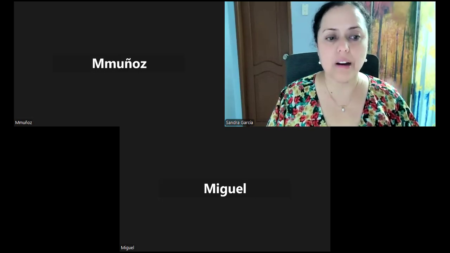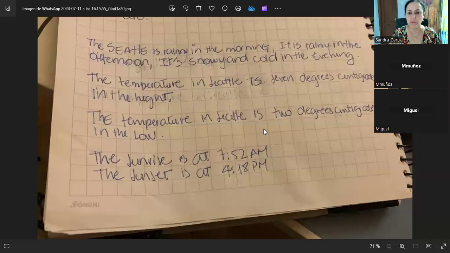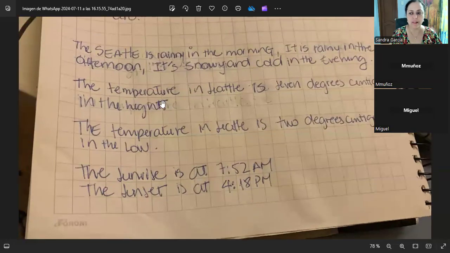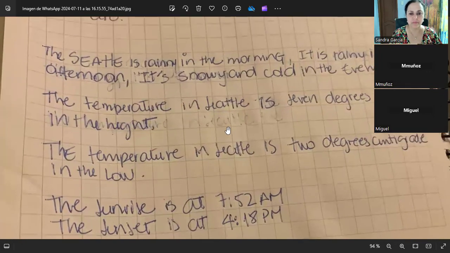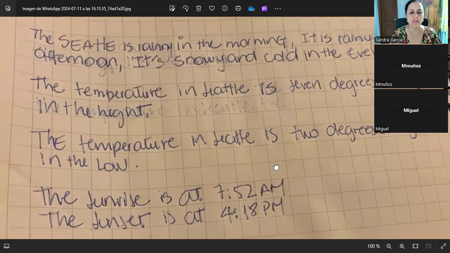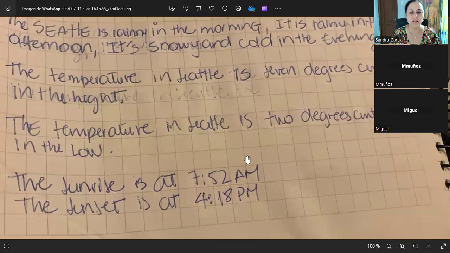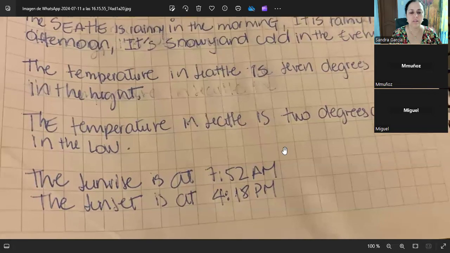Mariuxi, are you there? Could you please read? The Seattle is rainy in the morning. It is rainy in the afternoon. It is snowy and cold in the evening. The temperature in Seattle is 7 degrees centigrade in the high. The temperature in Seattle is 2 degrees centigrade in the low. The sunrise is at 7:52 a.m. and the sunset is at 4:18 p.m.